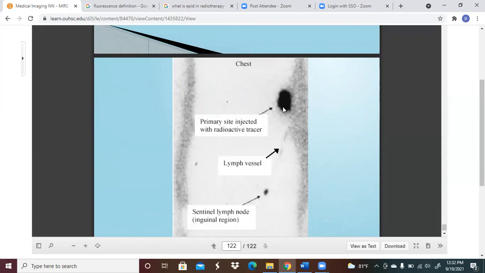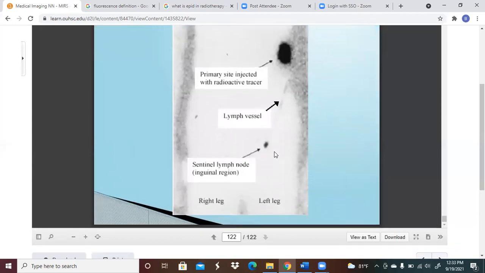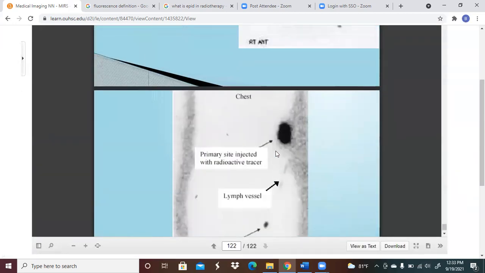So you've got a primary site injected with a radioactive tracer. You're wanting to find out where stuff from this ends up. So you've got a lymph vessel here carrying it to the sentinel lymph node. Take that guy out, and maybe you can help stop the spread. So I hope some of this was useful to you in sort of seeing how imaging plays a role in not only diagnosing disease, but a little bit with radiation therapy.